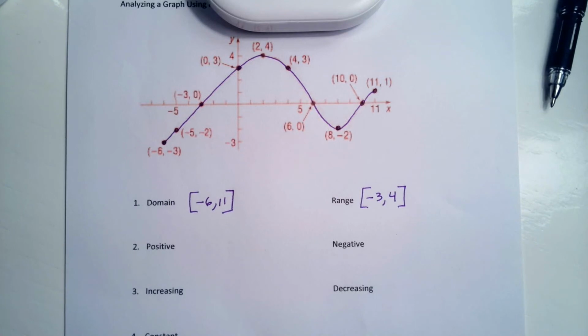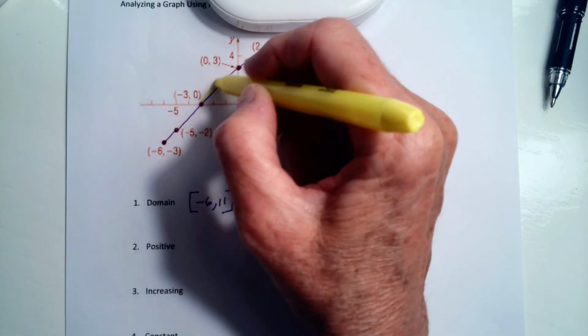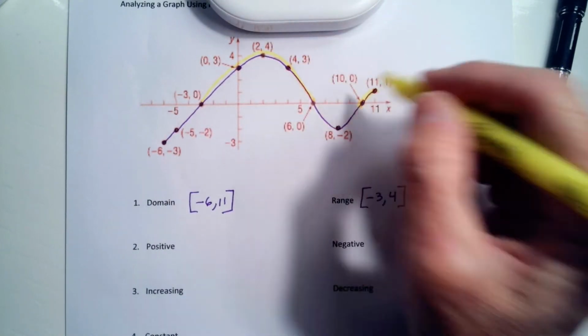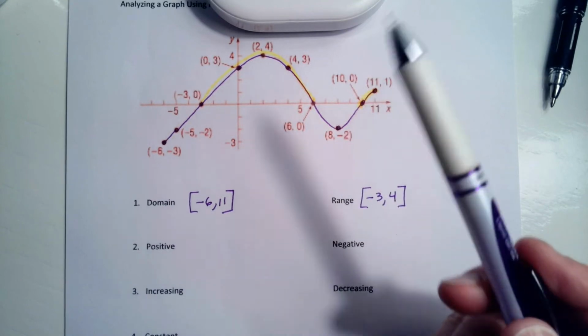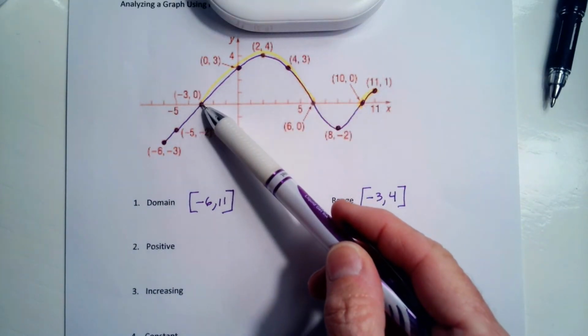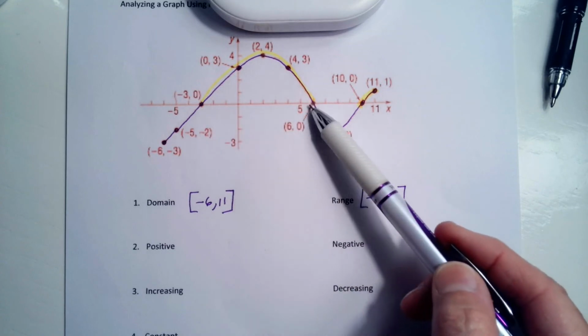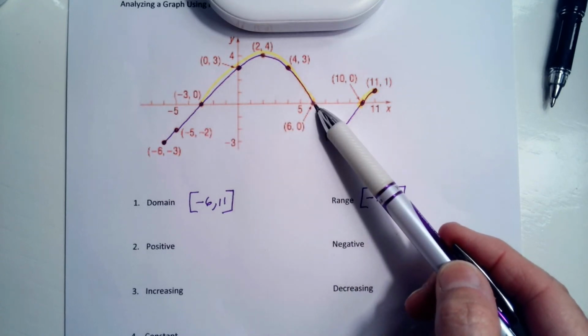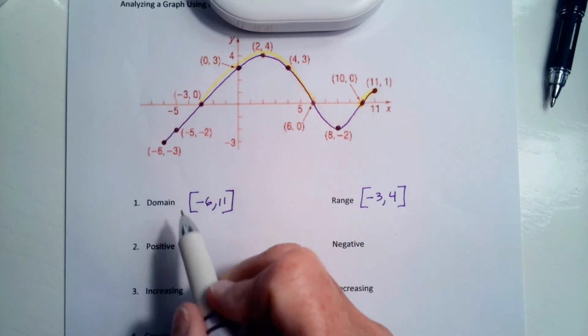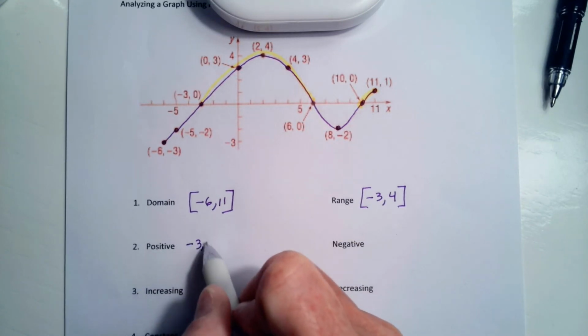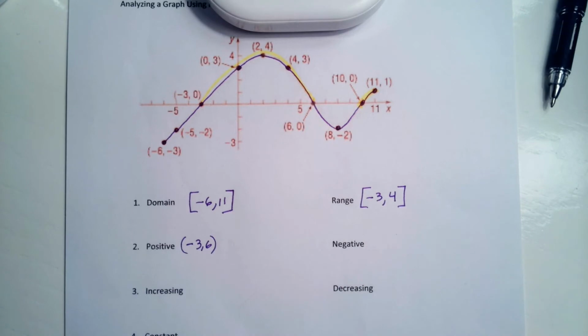Now we want to figure out where the graph is positive. So it's positive wherever the graph is above the x-axis. Okay. On the x-axis, it's neither positive nor negative. So remember, we're going to use x values for our interval. So it goes between -3 and 6. But it's not positive at those points. It's 0, which is neither positive nor negative. So we're going to use parentheses to describe it. So it's positive between -3 and 6 with parentheses.